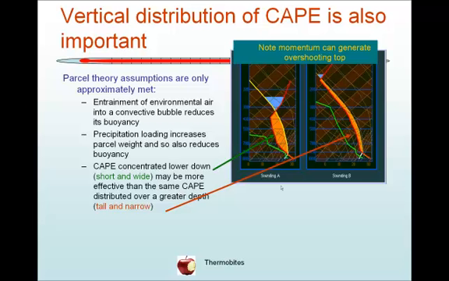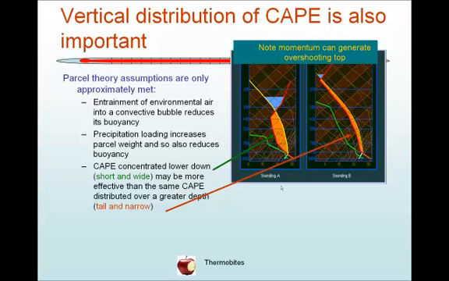Of course, we've assumed parcel theory in all of this, and parcel theory assumptions are only approximately met. So, for example, there's actually entrainment of environmental air into a convective bubble, and that will reduce its buoyancy. If you're mixing with cooler air you reduce the virtual temperature, and if you mix with dry air, you also reduce the virtual temperature of the parcel, and hence the difference between the parcel virtual temperature and that of the environment, and therefore the CAPE.